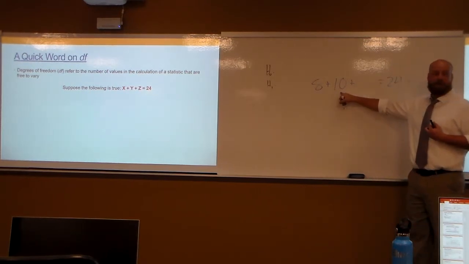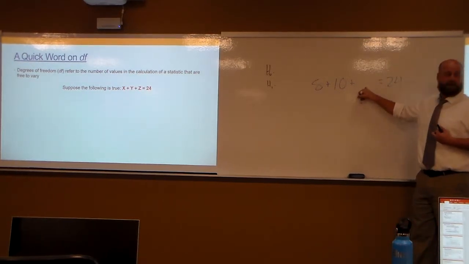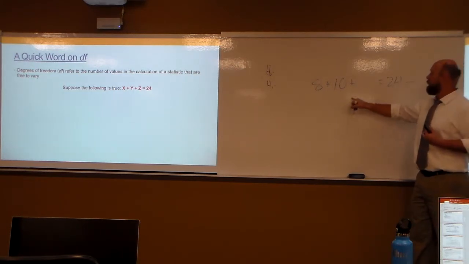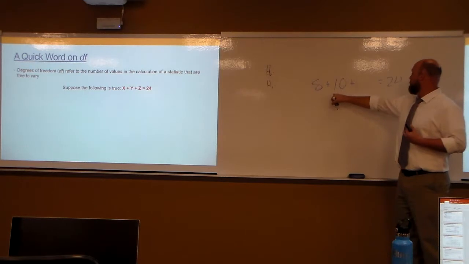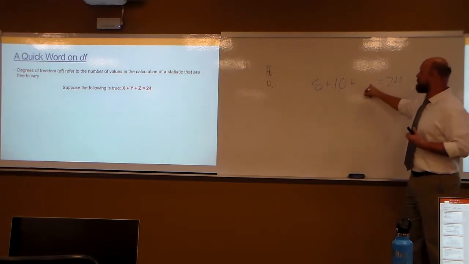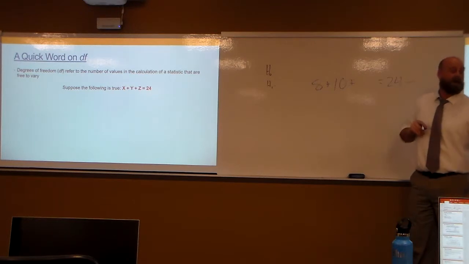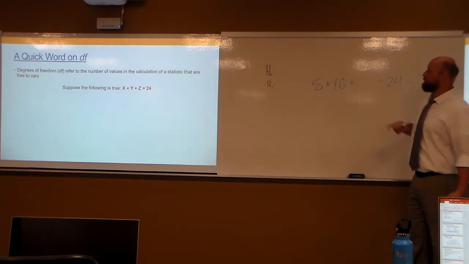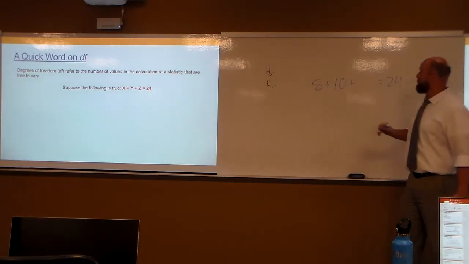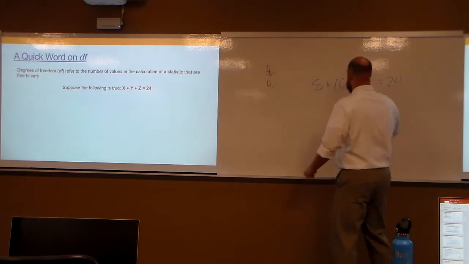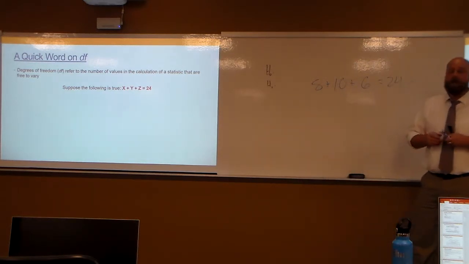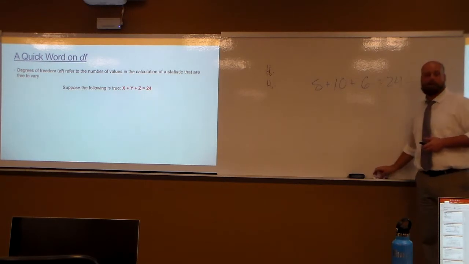Chris had all the freedom in the world here. Tomorrow, do you have any freedom here? No. Well, if this is 8 and this is 10, it makes 18, and we know that the total is equal to 24. Are you choosing a number? No. What is Z? 6. There we go, right? So we ran out of degrees of freedom. We would say in this equation, you have 2 degrees of freedom.